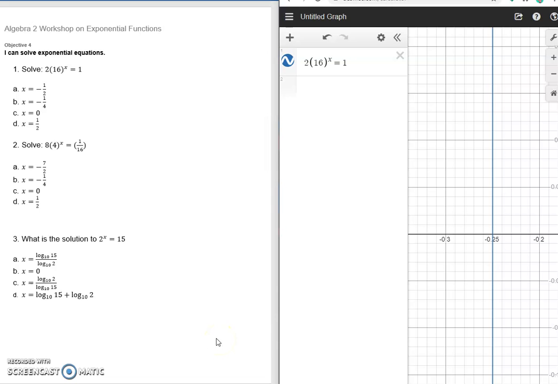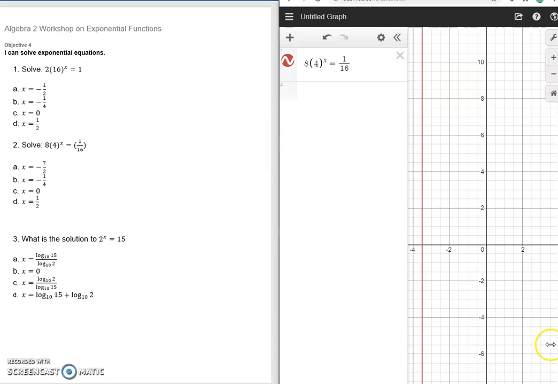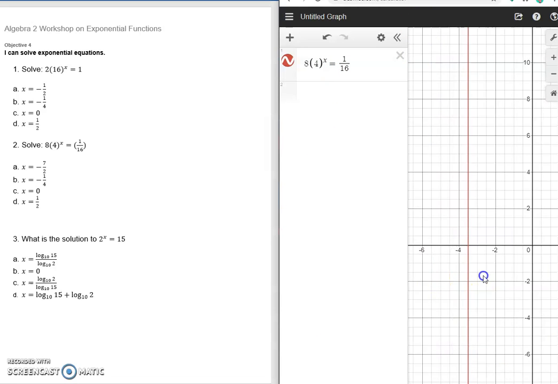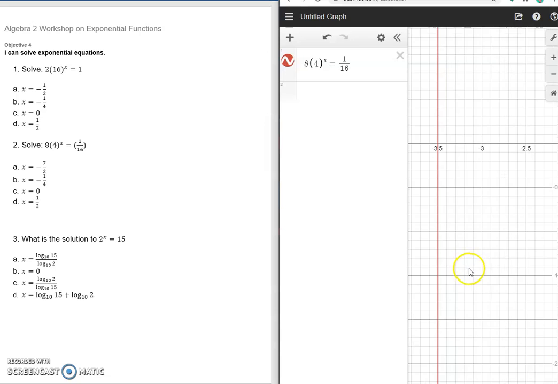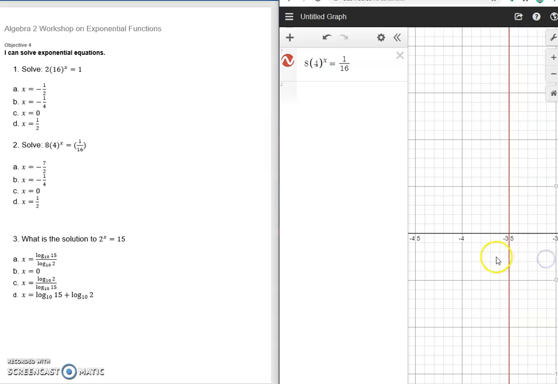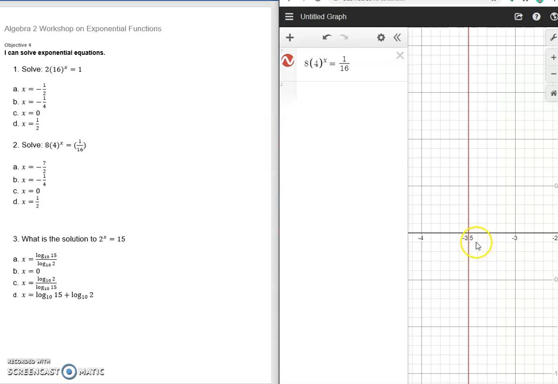Let us now go ahead and do number 2, again using Desmos and manually. Okay, so after plugging it in, we came up with this line, and we need to take a look at where it ends, and it is at negative 3.5. Now let's go ahead and do it by hand.